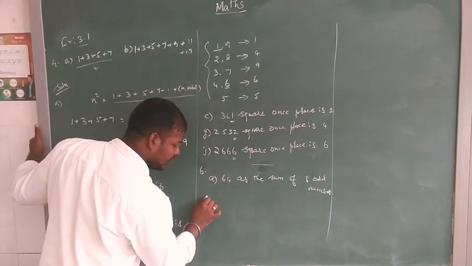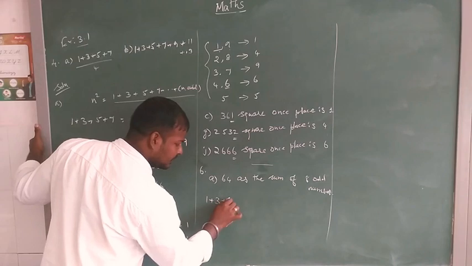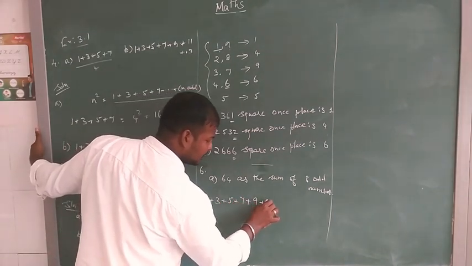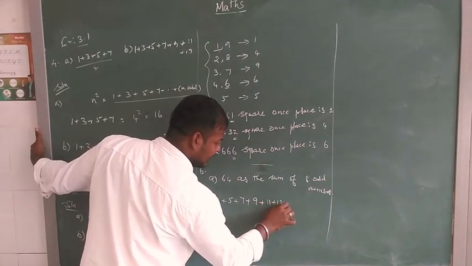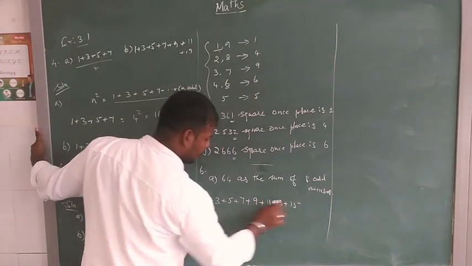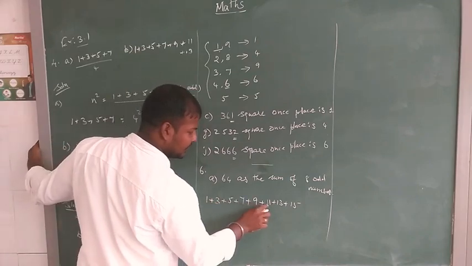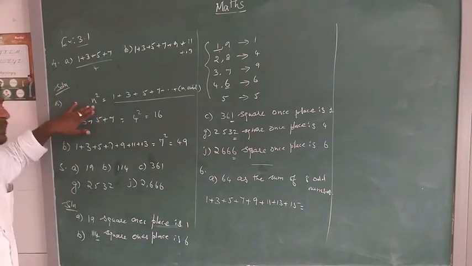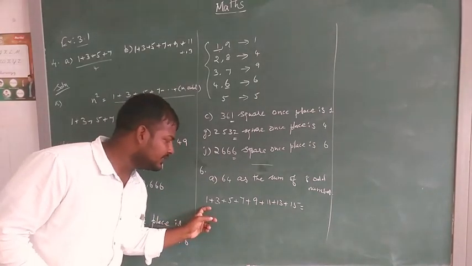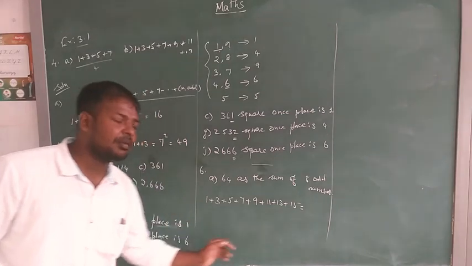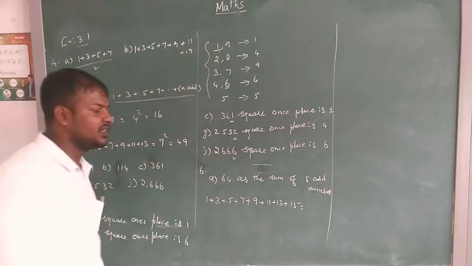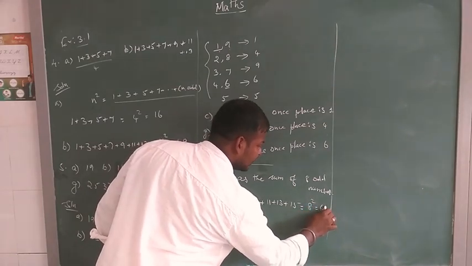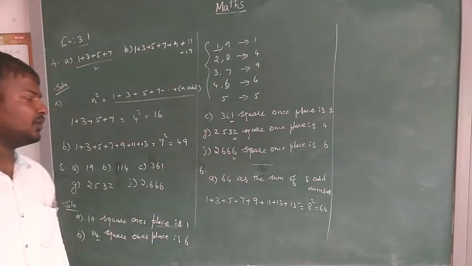So what will we get here? 1 plus 3 plus 5 plus 7 plus 9 plus 11 plus 13 plus 15. How many numbers are there? 1, 2, 3, 4, 5, 6, 7, 8. So what is the answer here? Already we studied this problem. 8 consecutive odd numbers. If you are adding this, what will we get? 8 square. 8 square is what? 64. This is what we got to express.